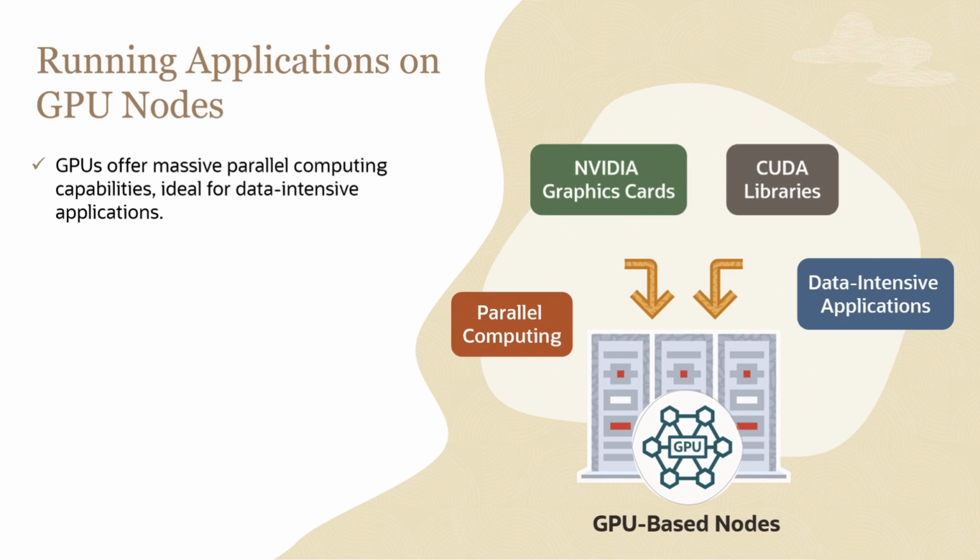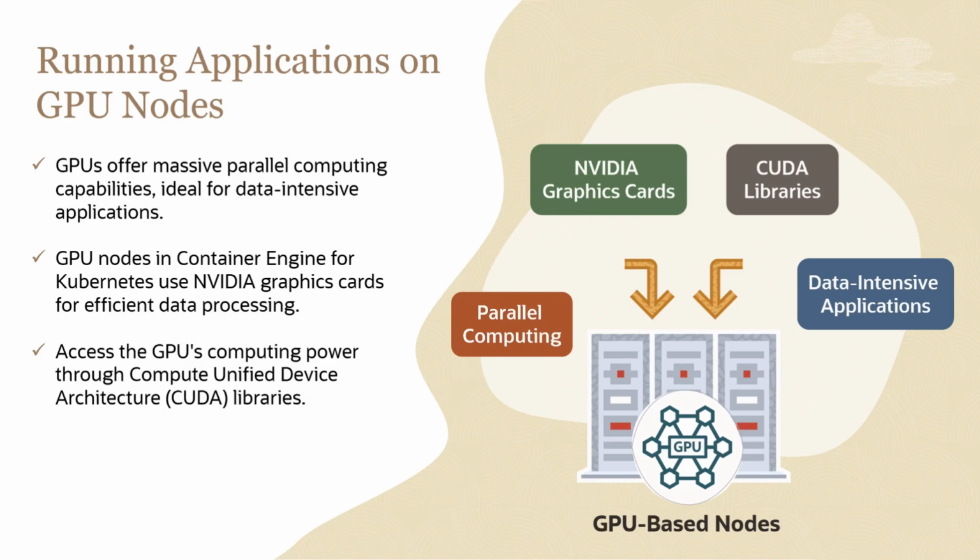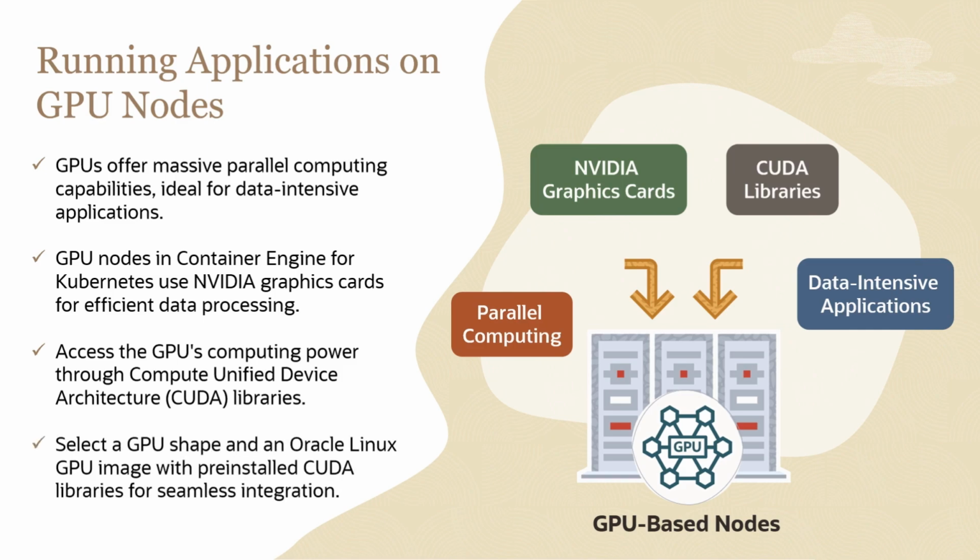Let's explore the immense advantages of harnessing the parallel computing prowess of GPUs, making them the perfect choice for data-intensive applications. Our GPU nodes utilize cutting-edge NVIDIA graphics cards, ensuring efficient and powerful data processing. Seamless access to this computing prowess is made possible through CUDA libraries. To ensure smooth integration, be sure to select a GPU shape and opt for an Oracle Linux GPU image preloaded with the essential CUDA libraries.